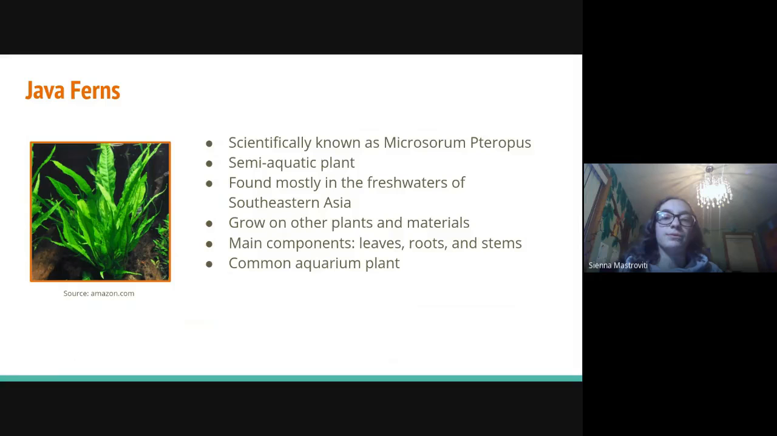Java ferns, scientifically known as Microsorum pteropus, are semi-aquatic plants that are found in southeastern Asia. They grow on other plants and materials including tree trunks and rocks. There are three main components to the Java fern: the leaves, roots, and stems. The Java fern is a common aquarium plant because it is easy to maintain.